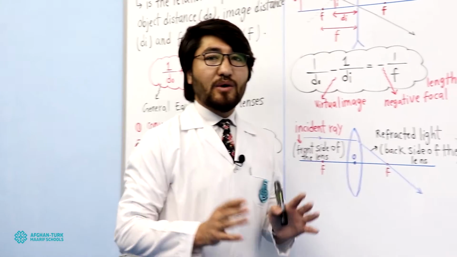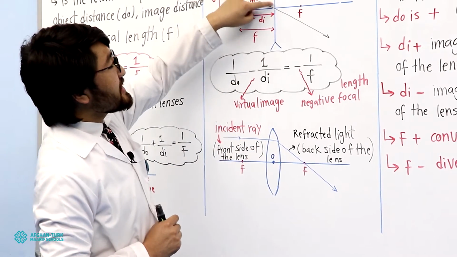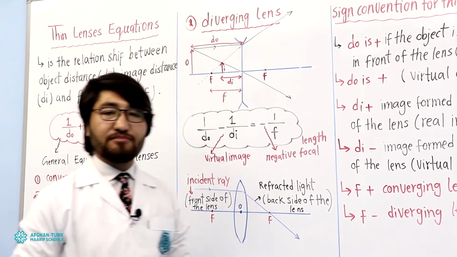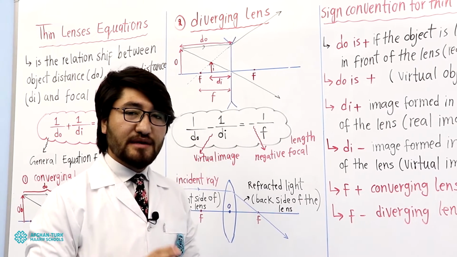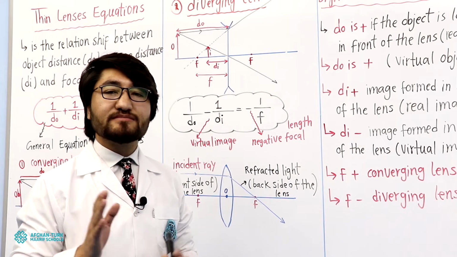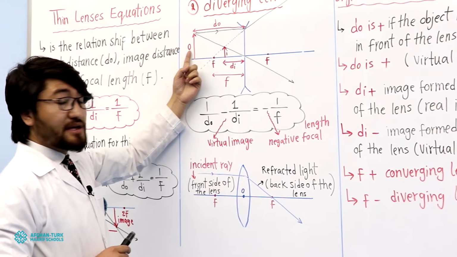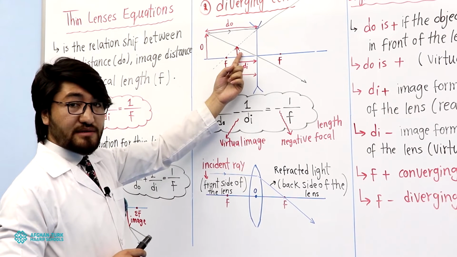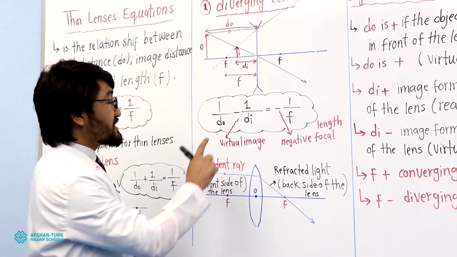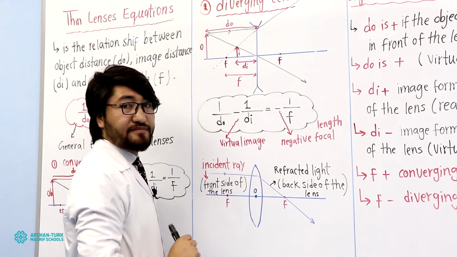And now, what is the equation for a diverging lens? It is a diverging lens. I draw the diverging lens, and you know that I told you before, the image in a diverging lens is virtual, erect, and smaller than the object. You see in the figure, the image is formed on the object's side. The image formed is virtual, erect, and smaller than the object. This is the equation: 1 over dO minus 1 over di is equal to minus 1 over f.